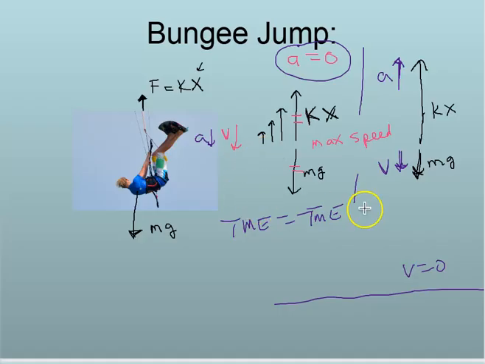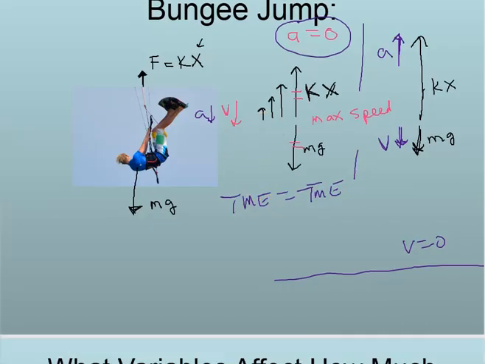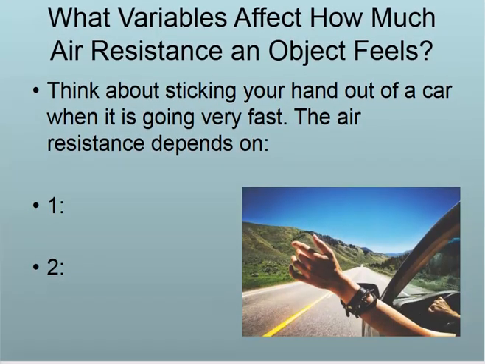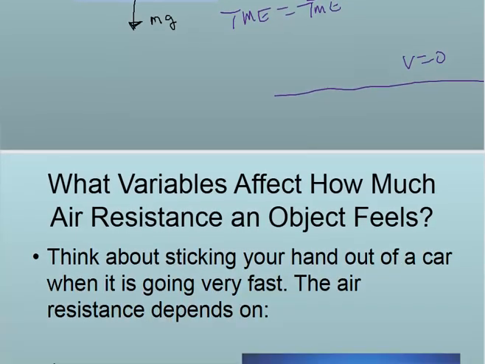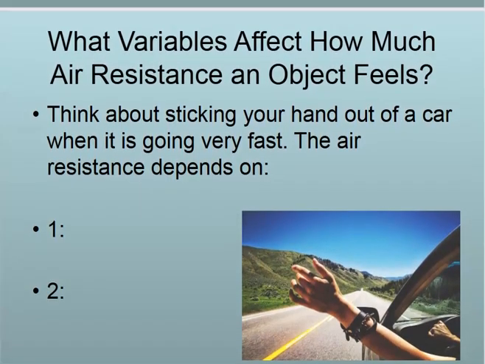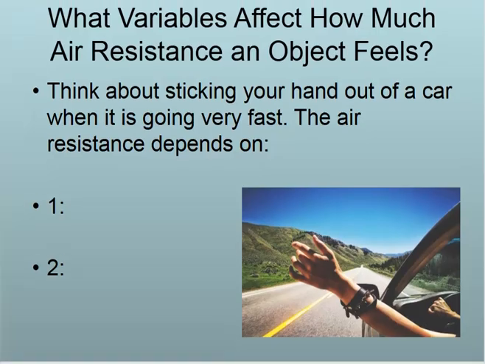Okay, so you have seen something like this before. So we're going to see some of the stuff is similar, some of the stuff is not. All right, so there's going to be two forces, but instead of having the bungee force and gravity, we're going to have the force of air resistance. And if you think about sticking your hand out the car window, the faster your car is going, the greater the air resistance.